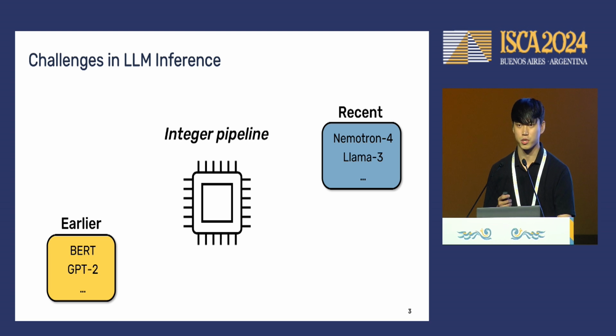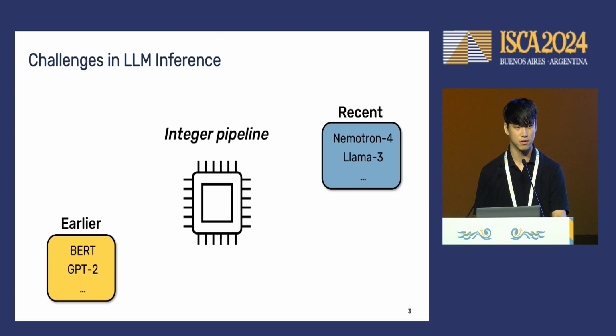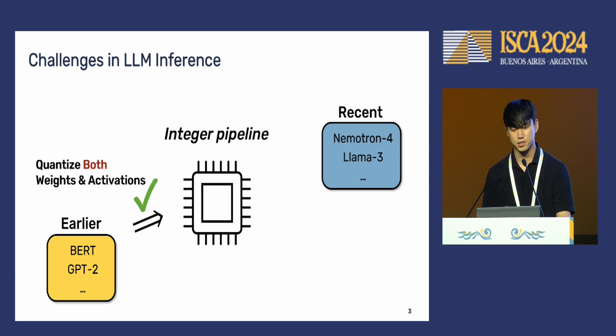A general approach would be quantizing both weights and activations and running the model in a simpler integer pipeline. For earlier and smaller models, it was relatively easy to quantize weights and activations and use integer compute units. However, for recent larger LLMs, it is challenging to run them in the integer pipeline due to the existence of outliers in activations.